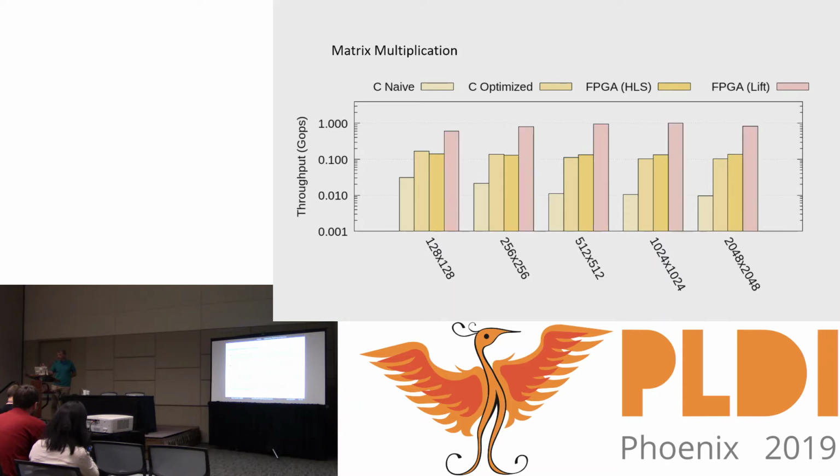And now in the Lift implementations, we even get 1 order of magnitude better performance, which is mainly due to better utilization of the hardware on the FPGAs. So we attribute this mostly to the optimizations of vectorization and coarse-grained parallelism that we saw before.